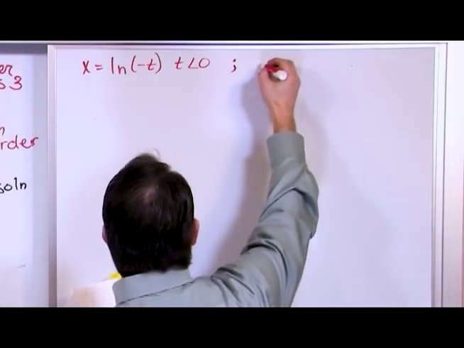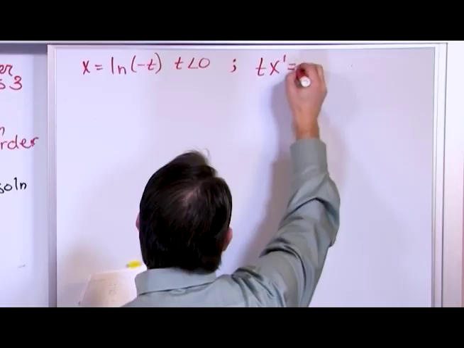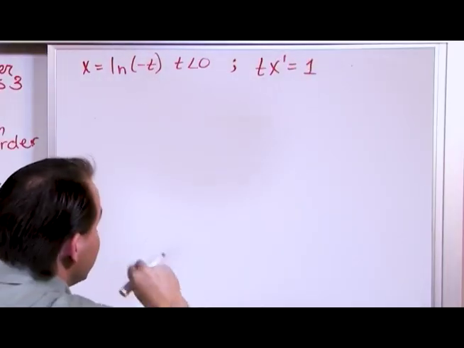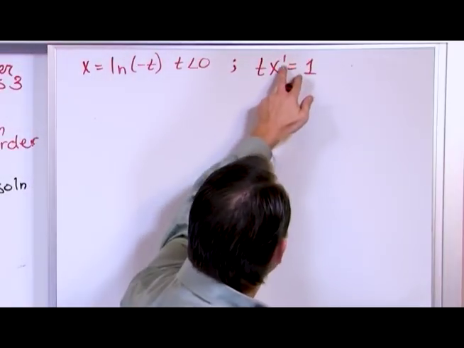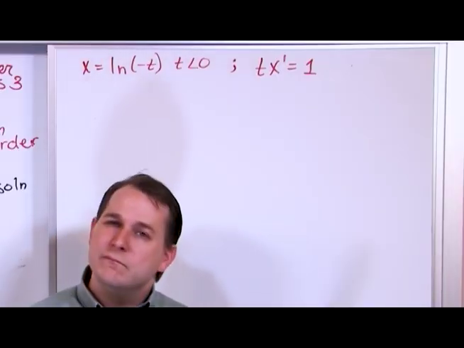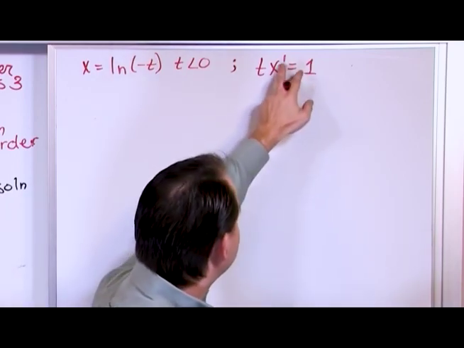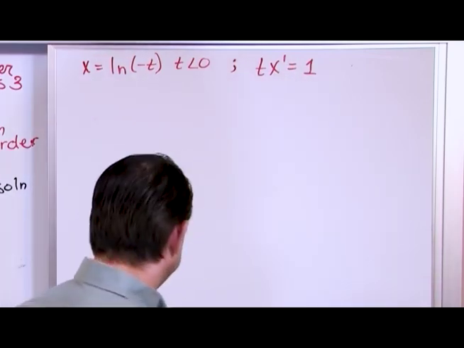Now, the differential equation I have is t times the first derivative of x is equal to 1. I usually do not write differential equations with these primes in there. A lot of books do. I usually don't, but you'll see it different ways, and so I'm just going to get you exposed to that. So this is a first derivative of x with respect to time.